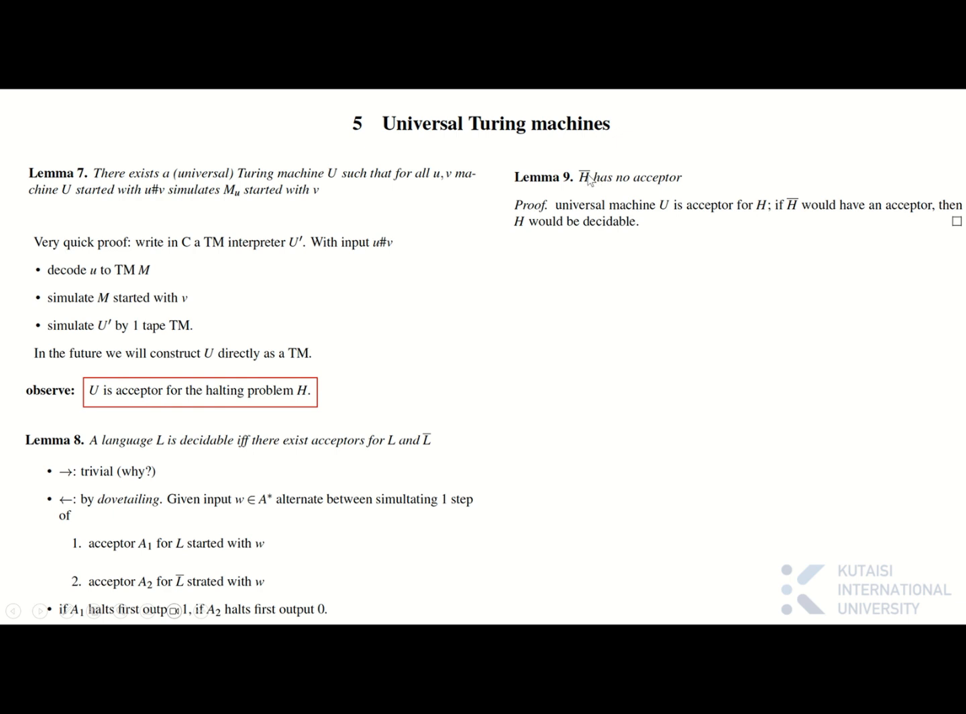And to describe it in words, what is H bar? H bar is all those strings such that the first string as a program started on the second string does not halt. Because it halts, but the fact that it does not halt, it even complicates other things. So basically, H bar has no acceptor.